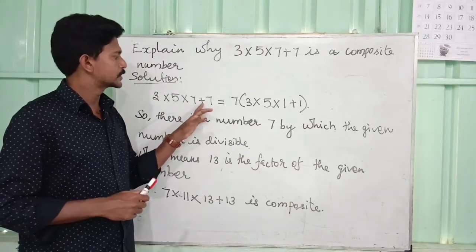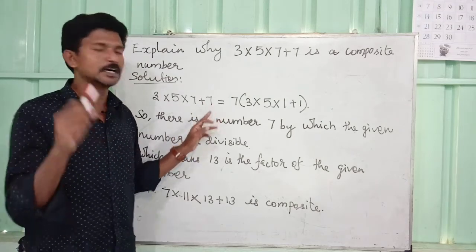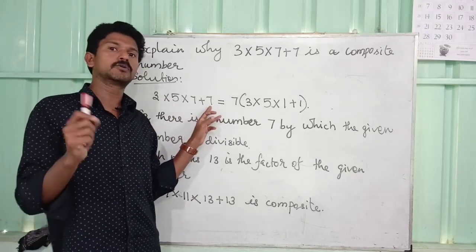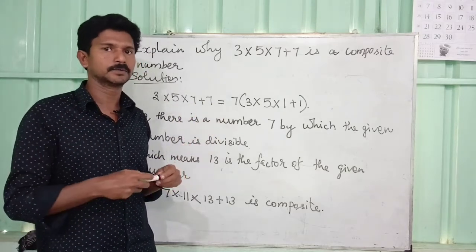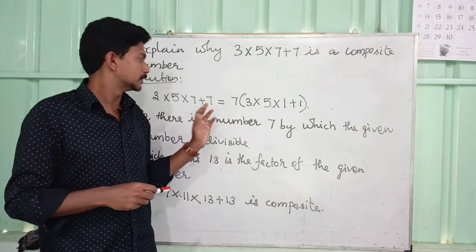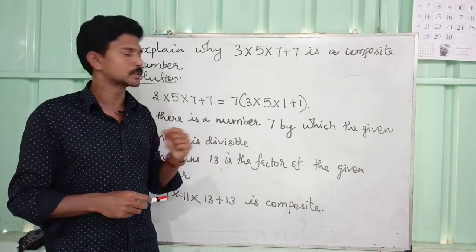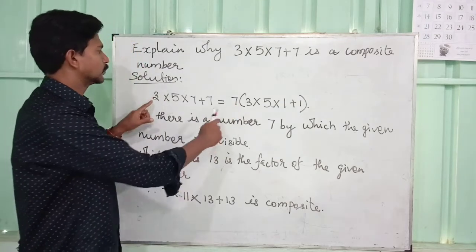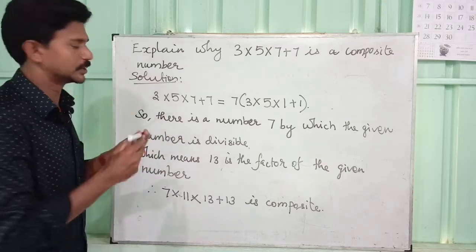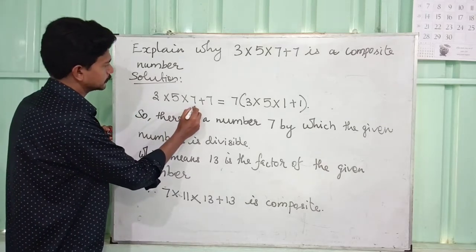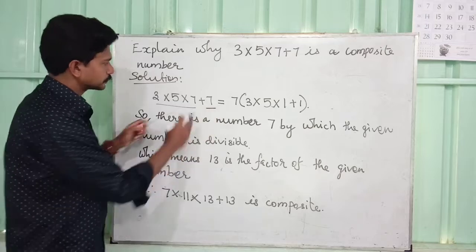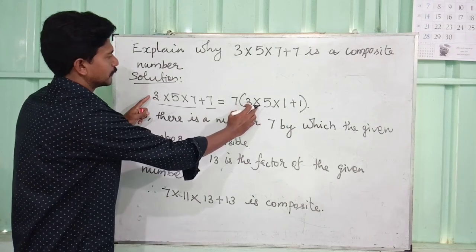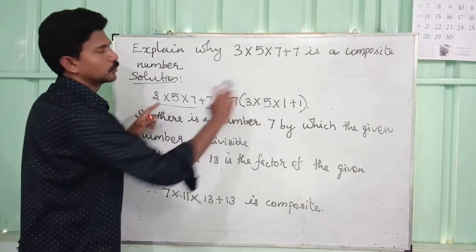So what we have to do is, here the key is plus 7. After the plus, what number is there? There may be one number or two numbers after the plus. Whatever is after this plus, we take it as common outside. So here we are taking 7 common outside. There are two terms here: this is one term and this is another term. In the first term, 3 into 5 into 7, we take 7 outside, leaving 3 into 5 into 1.